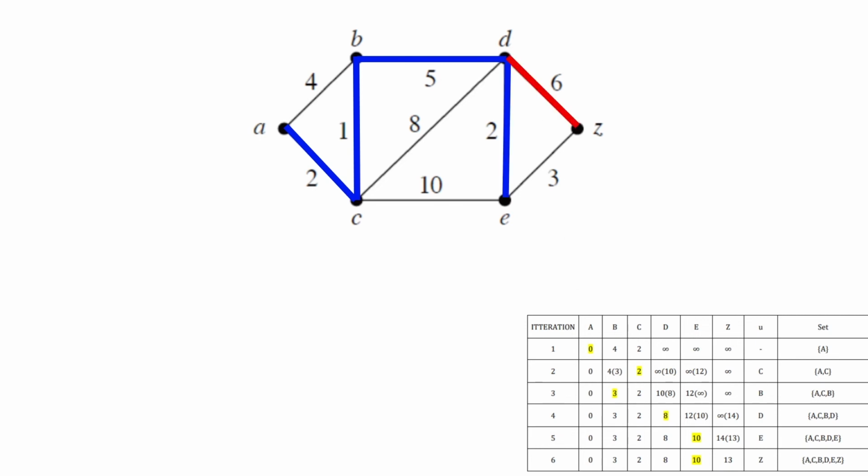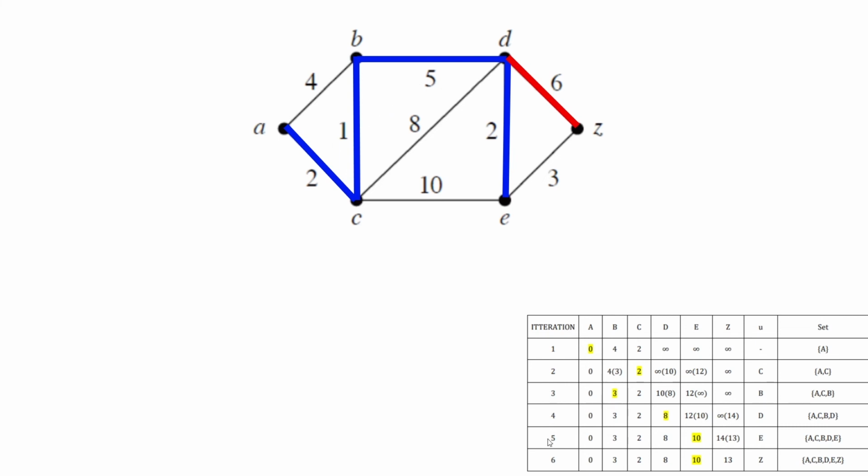Then from D, the Dijkstra algorithm does the same thing: we calculate both points adjacent to it, which are E and Z, and choose the lowest path. Now we calculate all other points with respect to D. So from D to E, 2 plus 1 plus 5 plus 2, we get 10. And from D to Z, 2 plus 1 plus 5 plus 6 equal to 14.